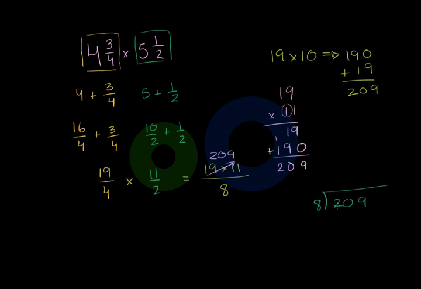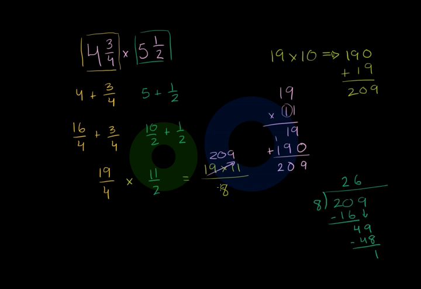8 doesn't go into 2. It does go into 20 2 times. 2 times 8 is 16. We subtract. 20 minus 16 is 4. Bring down the 9. 8 goes into 49 6 times. 6 times 8 is 48. Subtract. We end up with a remainder of 1.